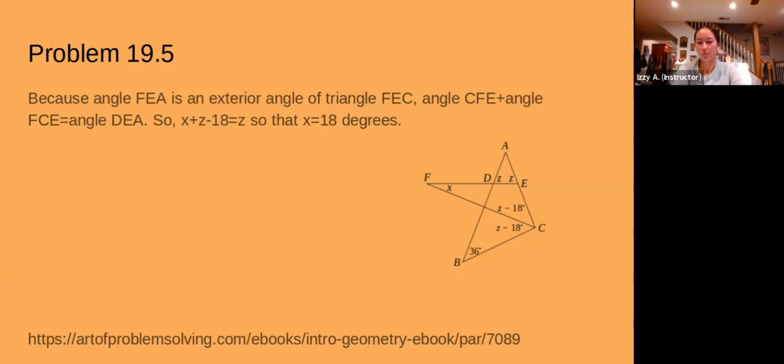And we also know what the measurements, in terms of z, are for these two angles. Because angle FEA is an exterior angle of triangle FEC, angle CFE plus angle FCE would be equal to angle DEA. So x plus z minus 18 would be equal to z, so that x would finally be equal to 18 degrees.